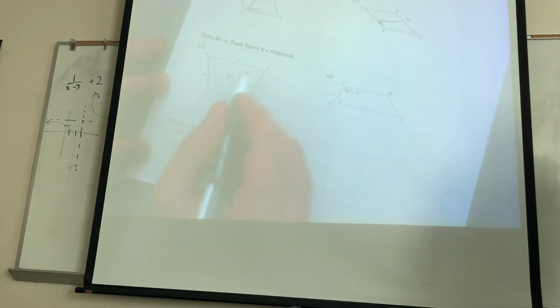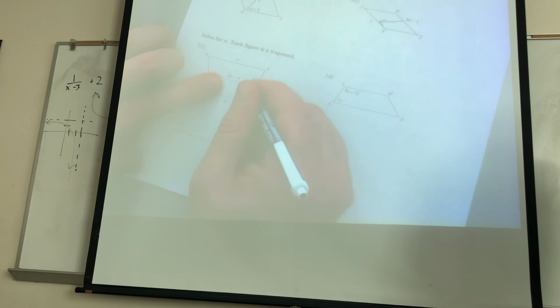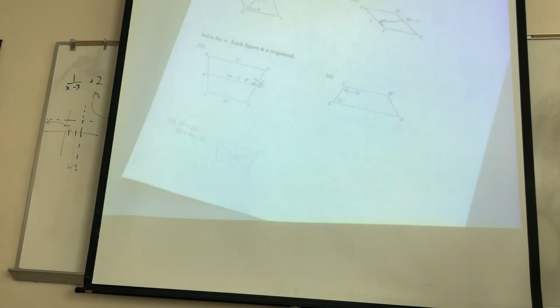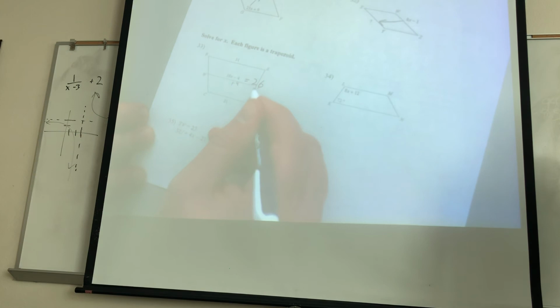On the trapezoid, the median's in the middle. 21 to 31 is 10. So it's really just 5 more to get here in the middle. So this is going to equal 26. Because that'd be exactly in the middle of 21 and 31, then I need to solve that. I would add 4, that's 10x is equal to 30, so x is 3.